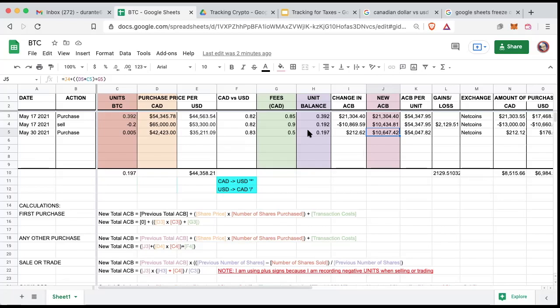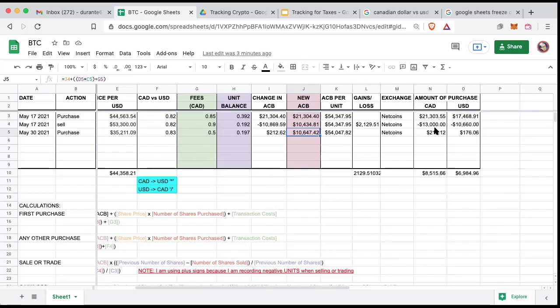So if we do our math right, after we purchased 0.005 Bitcoin at a price of $42,423, the math calculated for us the US dollar. There was a fee, and all my calculations have created a new ACB, which is what CRA needs us to record. And just keeping all my calculations the same, this purchase, we see it was only $212. This column adds up, this column adds up. So you have an idea of what you are purchasing, what you're spending, and things like that.